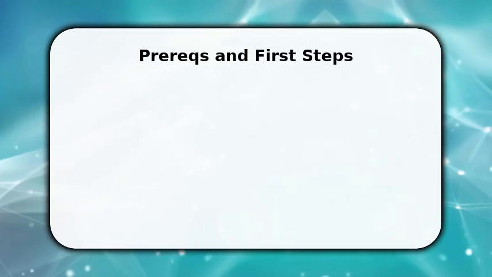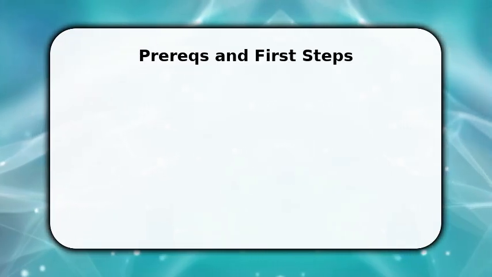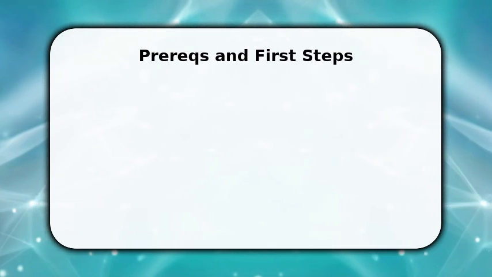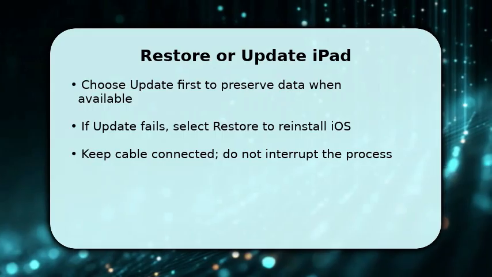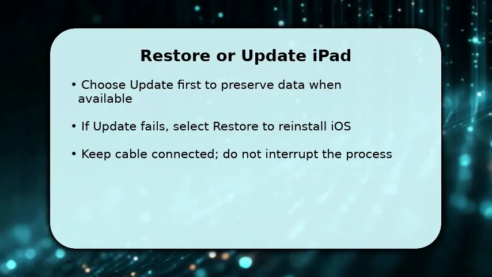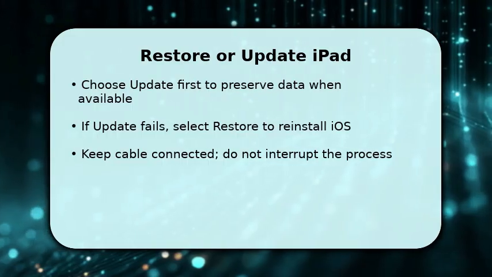You do this because recovery mode forces a restore or update, which is necessary to remove the disabled status. Once in recovery mode, you'll see options in Finder or iTunes. Choose Update first because it attempts to reinstall iOS without erasing data. You should try Update because it can save your content.